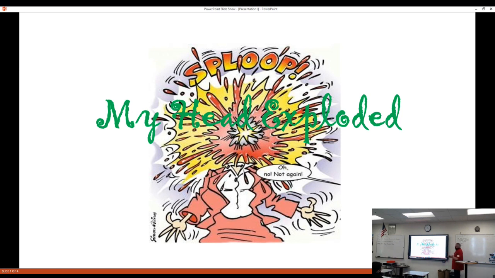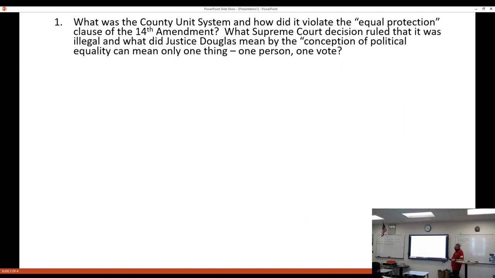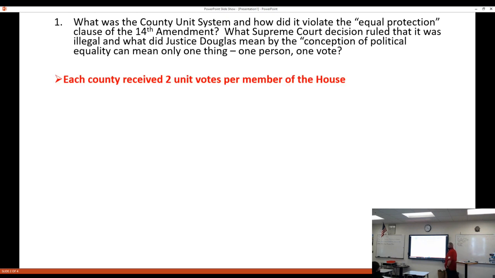What I've done is I've created bullet points because I think it's just easier for us to look at it on the board rather than looking at a big old paragraph. So number one, what was the county unit system and how did it violate the Equal Protection Clause of the 14th Amendment? What Supreme Court decision ruled that it was illegal? And what did Justice Douglas mean when he wrote, "The conception of political equality can mean only one thing, one person, one vote." So really that's kind of a two-part question. And this is how I would answer it. This is the information that I would include in my answer.